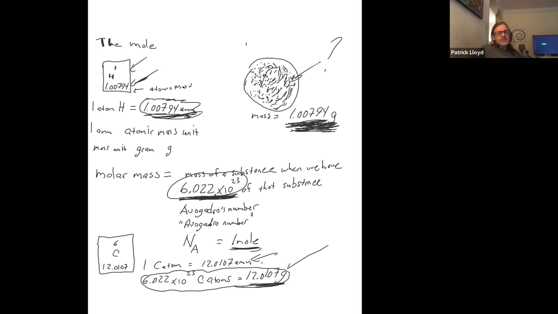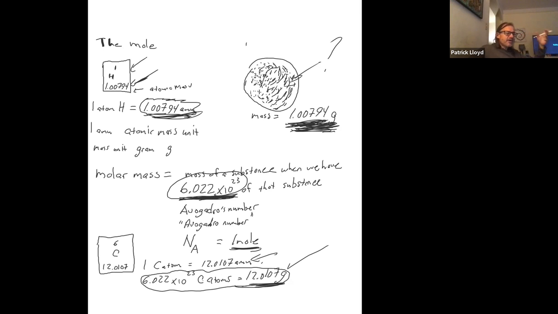Now you're able to do things, okay? A mole is 6.022 times 10 to the 23rd of that substance. So if I have 6.022 times 10 to the 23rd hydrogen atoms, I have a mole of hydrogen atoms. The same goes for any of these elements. And the same goes for molecules, right?